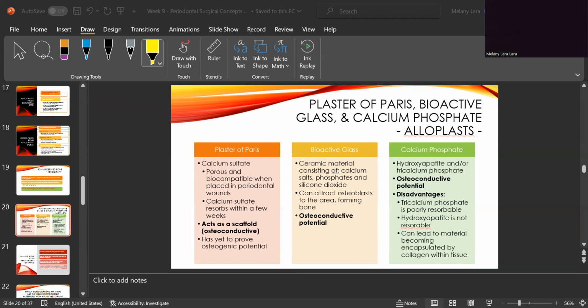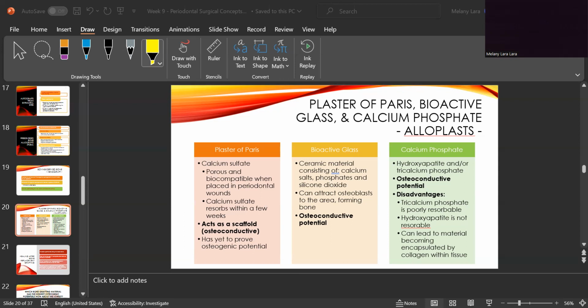We can also use bioactive glass, right? When you hear the term glass, you're like, ooh, that sounds kind of weird. But this is basically just ceramic. A ceramic material that has calcium salts in it, phosphates, and silicon dioxide. Now, this one does have the ability to attract osteoblasts to the area, which again is forming bone, and it does that through the scaffolding as well. That scaffolding, that little ladder being in place, is going to trigger the bone to move osteoblasts to the area to reform.